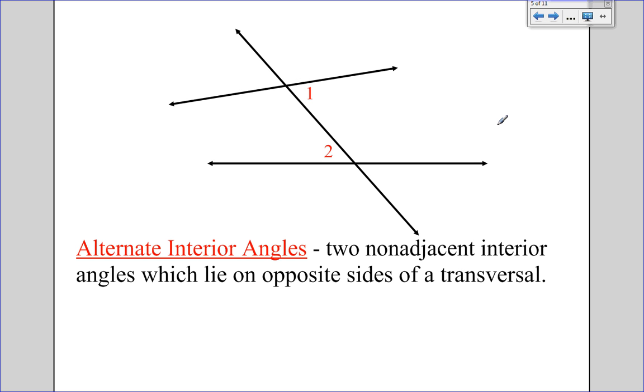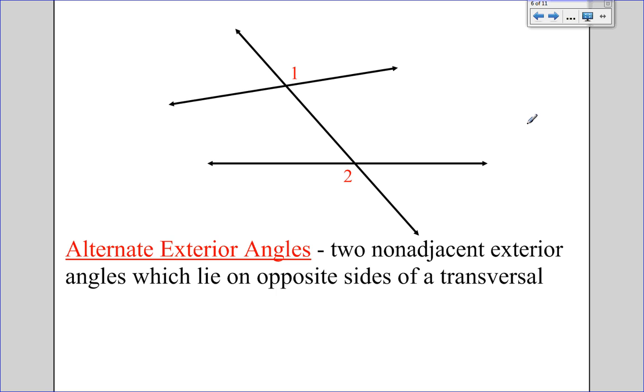Our next type of angles are alternate interior angles. These are two non-adjacent interior angles which lie on opposite sides of a transversal. If you think of the word interior, it means the inside, so between the two lines. And alternate means alternating, so on different sides. So angles 1 and 2 are on alternate sides of the transversal, and they are inside the other two lines, making them alternate interior angles. If I labeled angle 3 here, it would also be an alternate interior angle to angle 4.